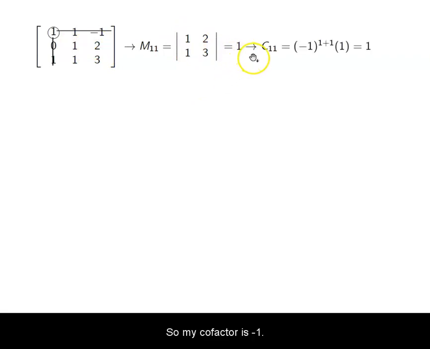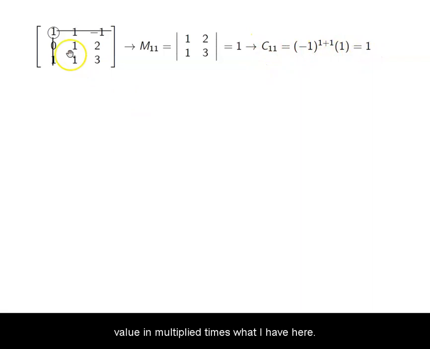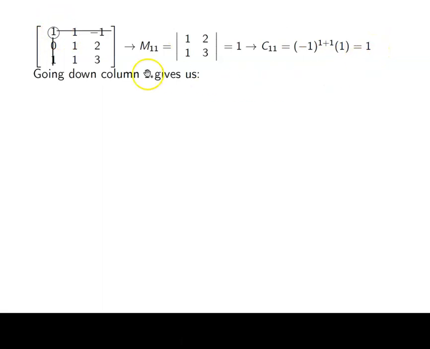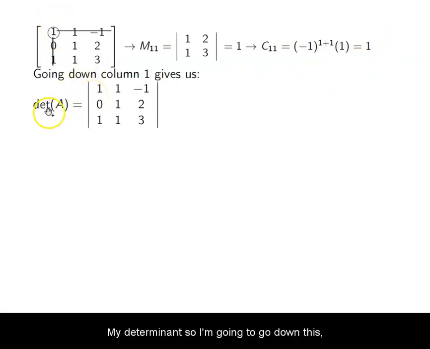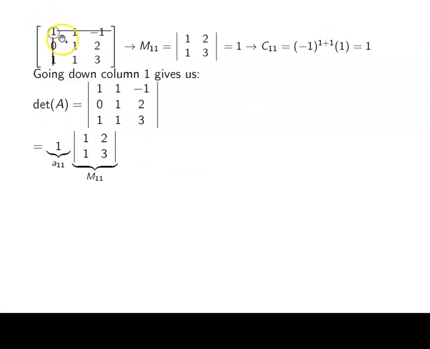Okay, so my cofactor is negative 1 raised to the power of 1 plus 1 times 1, which is 1, and I would take this value and multiply it times what I have here, which is 1. So no matter what, I'm getting 1 out. Okay, so for my determinant, I'm going to go down this column. So this was just an example. We found the first value, 1, which is the entry there, times the minor, which is this determinant, right? The determinant of what's left, 1, 2, 1, 3. I have 0, which would be subtracted, right? Plus, minus, plus.